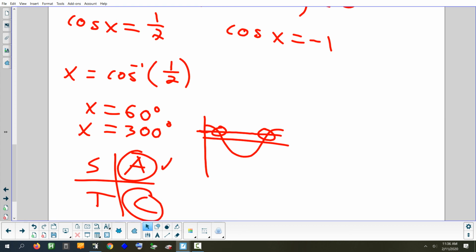Okay, any questions on it? Yeah, and the other one's going to be easier because anytime it's equal to a 1 or a -1, you only get one answer. All right, so here, inverse cosine of -1. Now, actually, I already have the graph there. Where does cosine hit -1? 180. Yep.